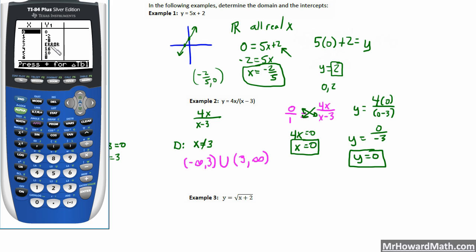And if we look in our table, when x is equal to 3, just like we said, this is undefined, and therefore the value of 3 is not in the domain. Okay, so that's just a way we can use our calculator to check it. All right, we'll move on to the next example.